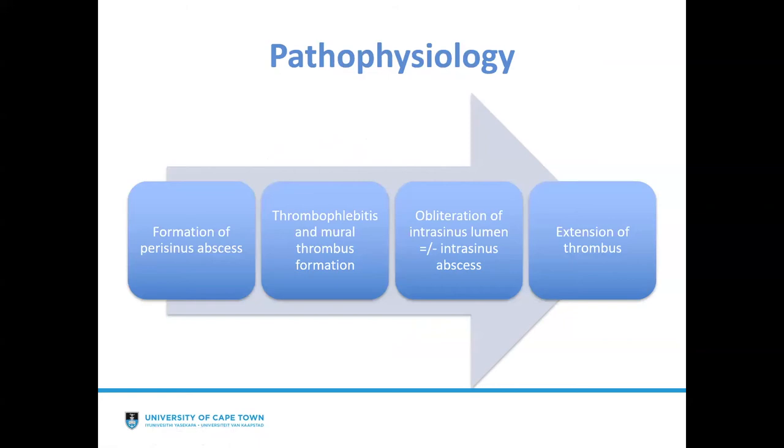If we look at the pathophysiology of lateral sinus thrombosis, initially there is infection spread to the perisinus, with formation of a perisinus abscess. This leads to thrombophlebitis and mural thrombus. All these processes lead to a local hypercoagulable state with reduced blood flow, making that region prone to more thrombus formation. The obliteration of the intrasinus lumen may then lead to necrosis of the thrombus and formation of an intrasinus abscess, which can either progress into throwing septic emboli, or progress into forming an IJV thrombosis or a Lemierre syndrome type of picture, or it can spread in a retrograde fashion to the intracranial venous sinuses.